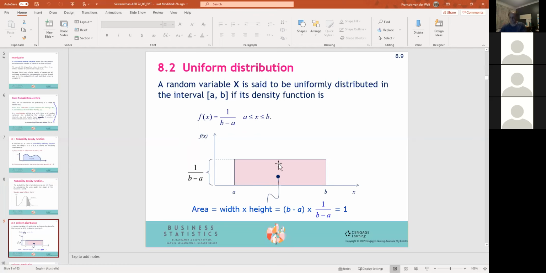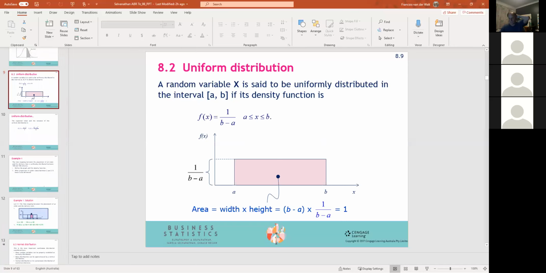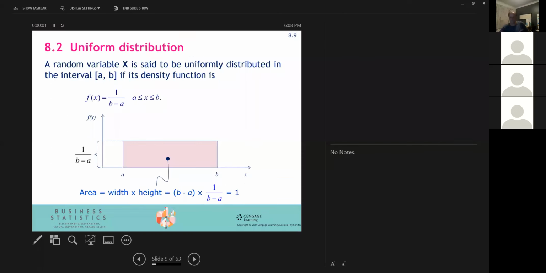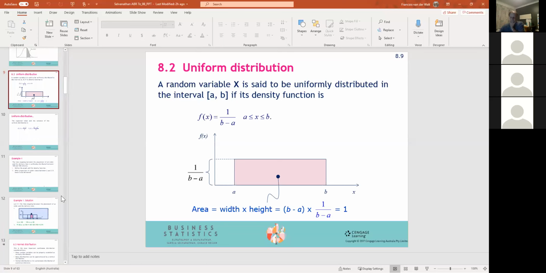We said this area underneath here must be 1. I hope you can see it. But anyway, that is basically a uniform distribution, and sort of all you really need to know about it. Take note of it. It's not something we're going to focus on going forward, but it's a good thing to understand. You do see my screen, don't you?